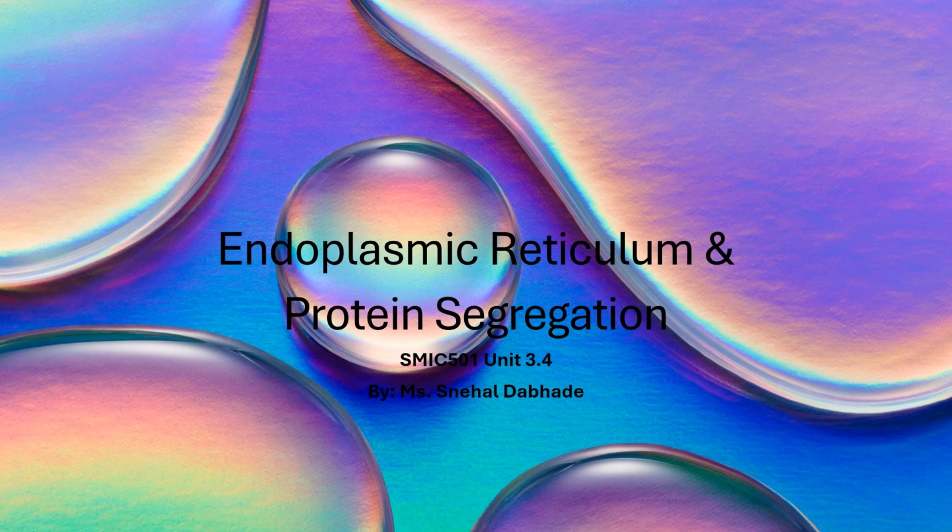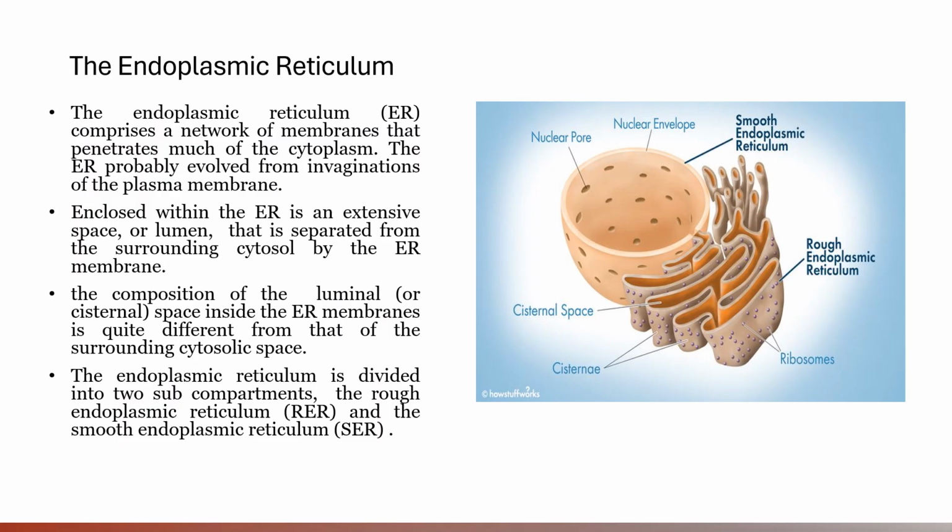So the next unit, that is unit 3.4. Here we are going to discuss the structure and the function of the endoplasmic reticulum and its role in protein segregation. It is a part of your paper 1, unit 3, and the subtopic unit 3.4. The endoplasmic reticulum comprises a complex network of membrane, as you can see in the diagram, which is basically covering much of the cytoplasm.